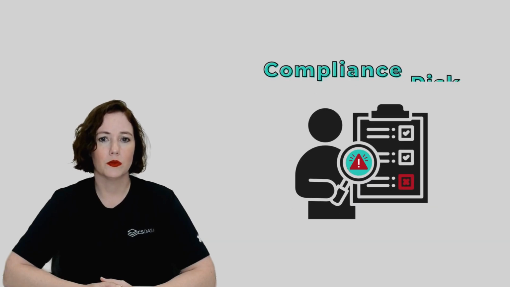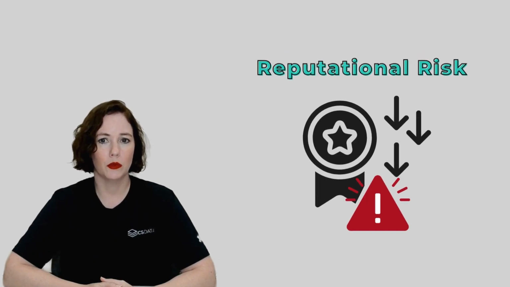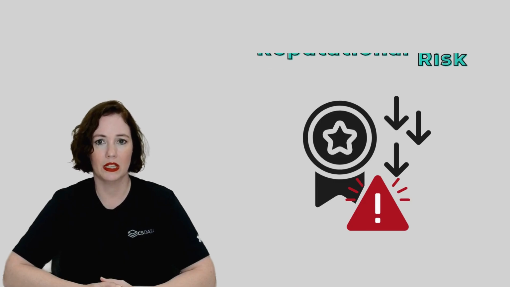Let's take a look at types of risks associated with vendors. Compliance risk occurs when a vendor fails to meet standards like CMMC, NIST 800-171, or other required regulations. There is reputational risk if a vendor's poor security practices or unethical behavior could damage your organization's public image.